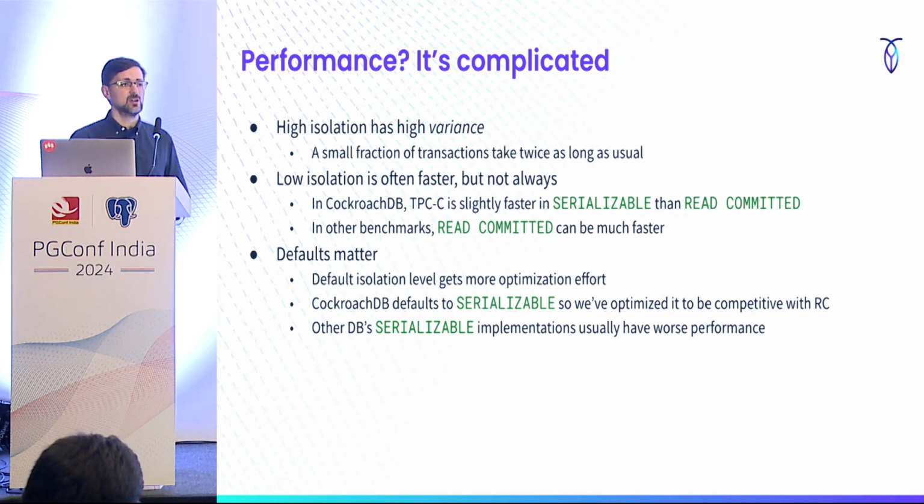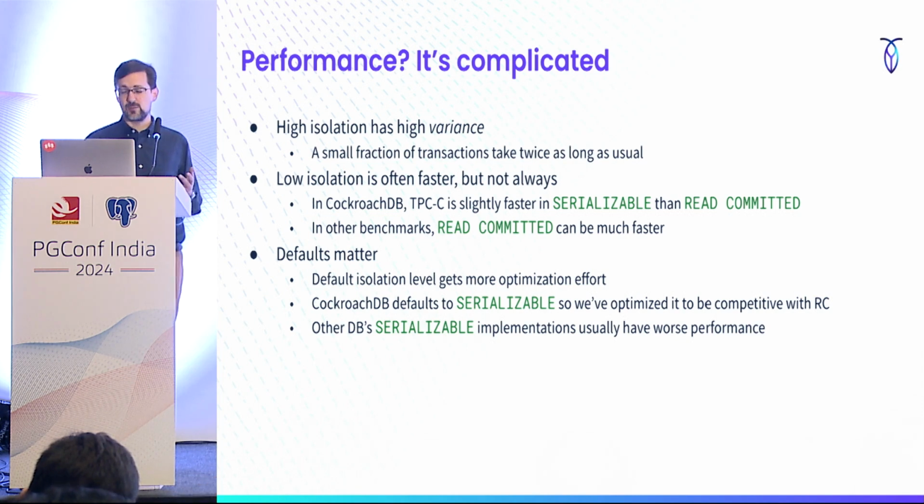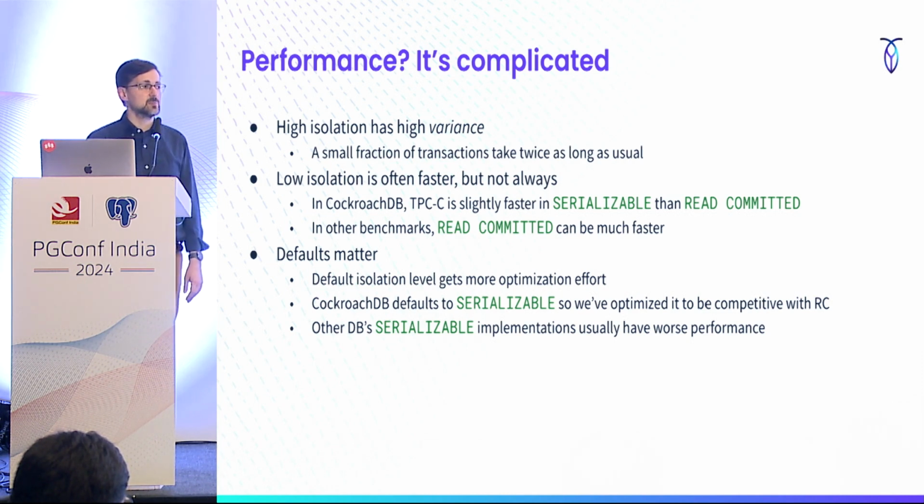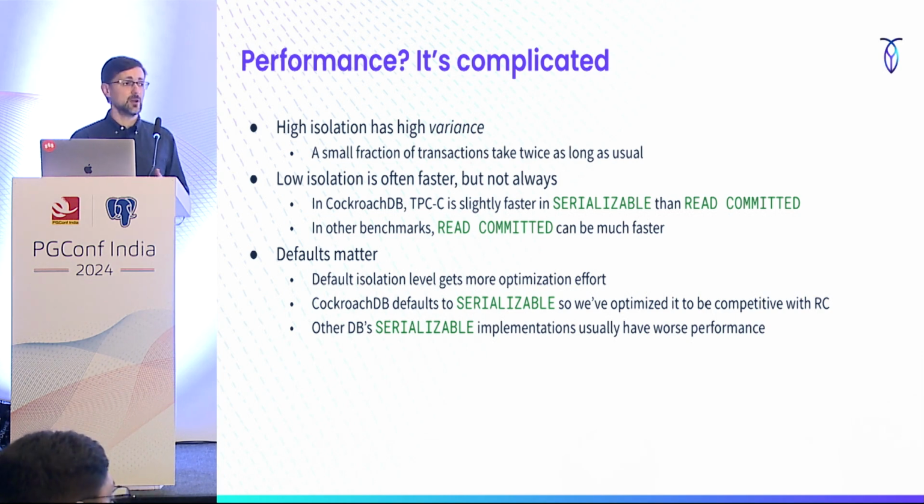It is true that high isolation levels have higher variance. A small fraction of your transactions are going to have to hit an error and retry, and so some of your transactions are going to take twice as long as usual. Depending on your application and how often this happens, maybe it's not going to show up in your median or mean latency. Maybe it'll show up in your P99, maybe P99.9 or P99.99, something like that. But some fraction of your transactions are going to be slower if you're using higher isolation. But in the typical case, in the median or mean case, low isolation can be faster. It often is, but not always.